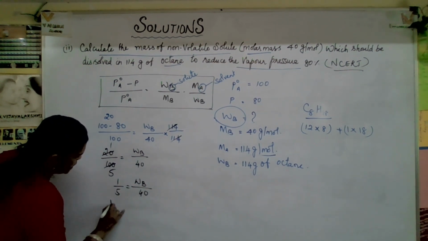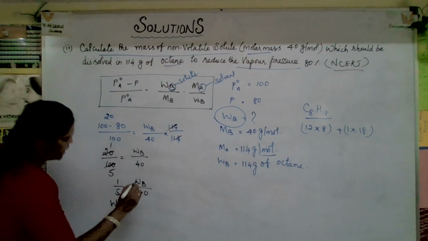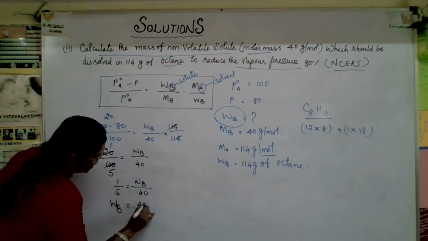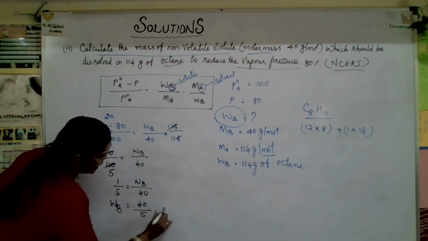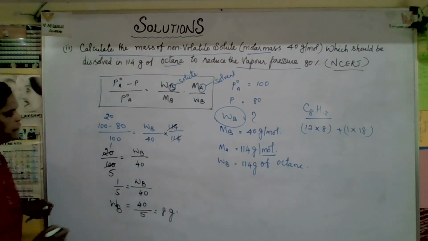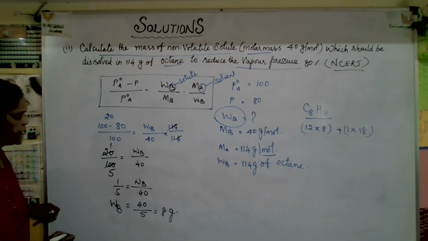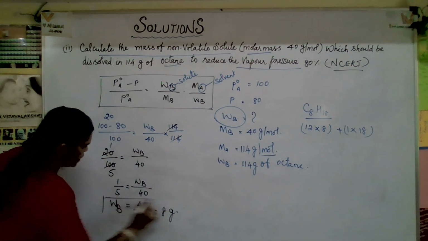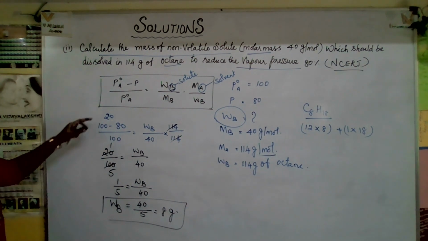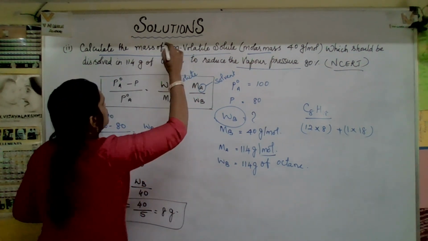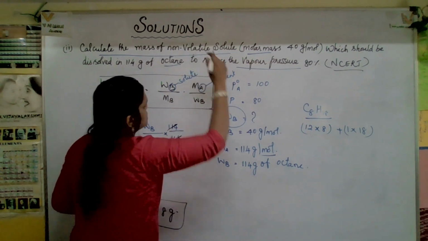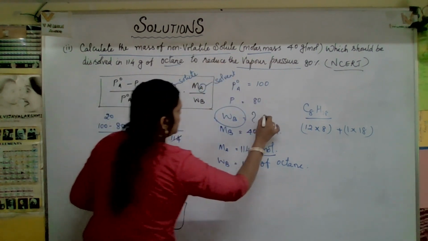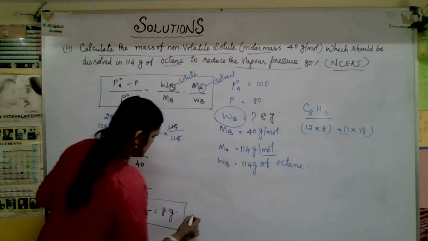So that means WB we can bring to this side. So 40 divided by 5, here 8 gram. 5 eights are 40, right? So what is the mass of the given non-volatile solute? It is 8 gram, the answer.